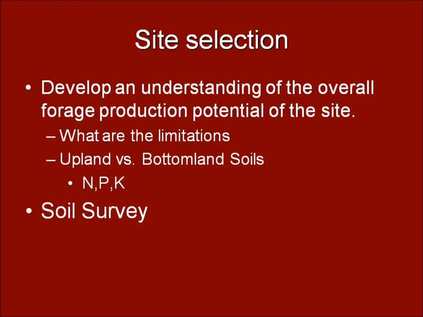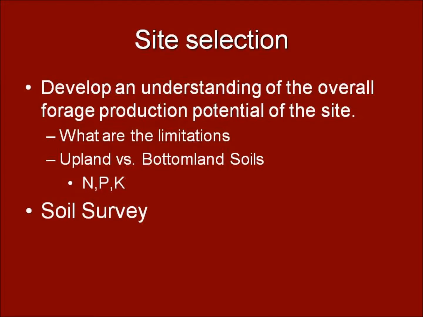I think the first thing that a person needs to take a look at, when planning on planting any crop, is the site selection. We need to develop an understanding of the potential of that particular site. We need to know what some possible limitations might be. I have a couple listed here: whether this is an upland site or a bottomland site. We need to know about our soil nutrients, nitrogen, phosphorus, and potassium in particular. We've discussed these things during the soils presentation, but a soil survey is a really good thing to take a look at to know exactly what your site might be capable of producing.